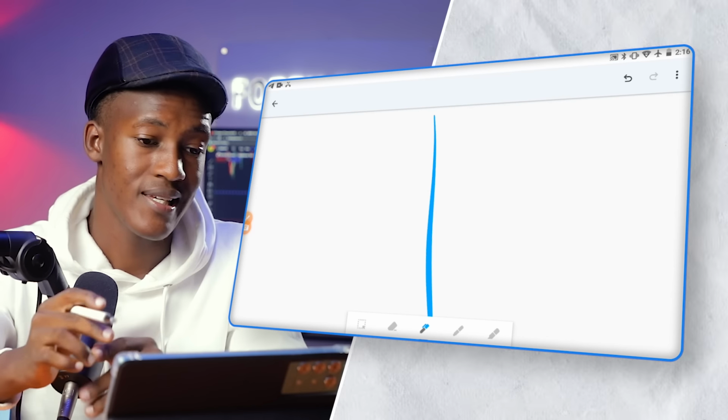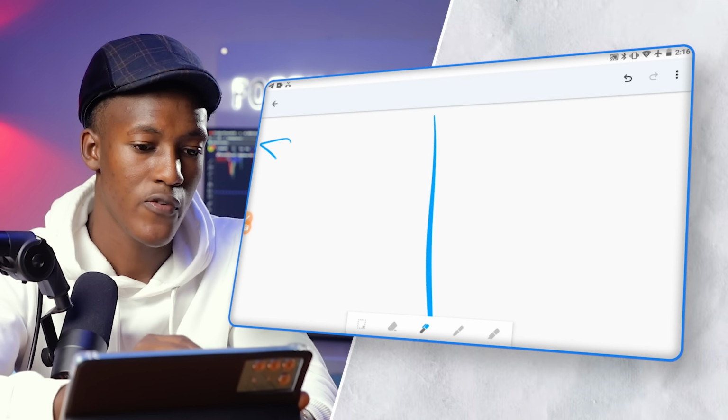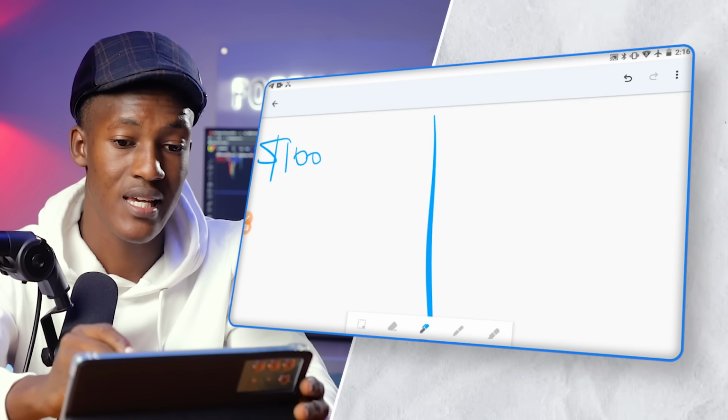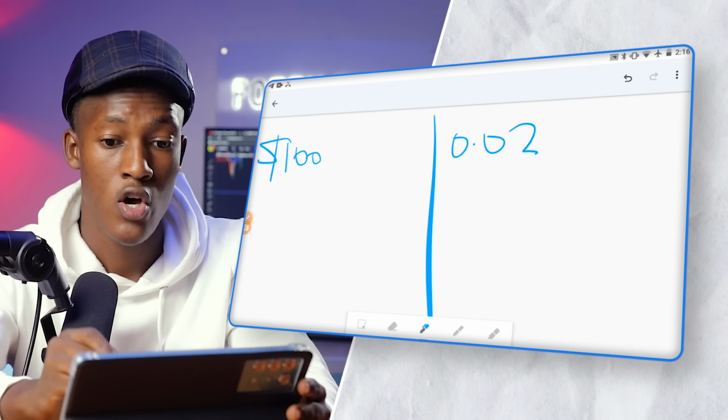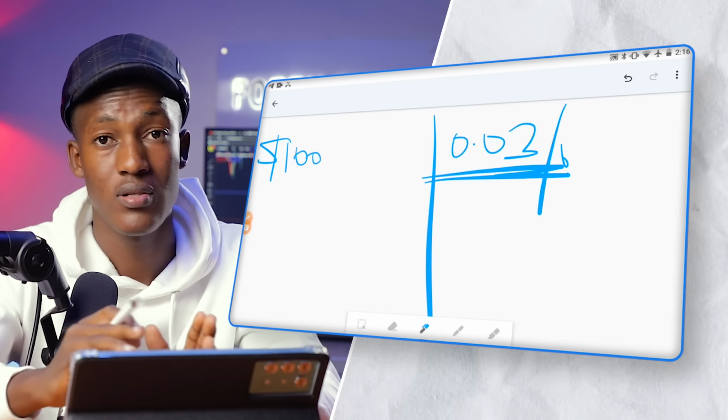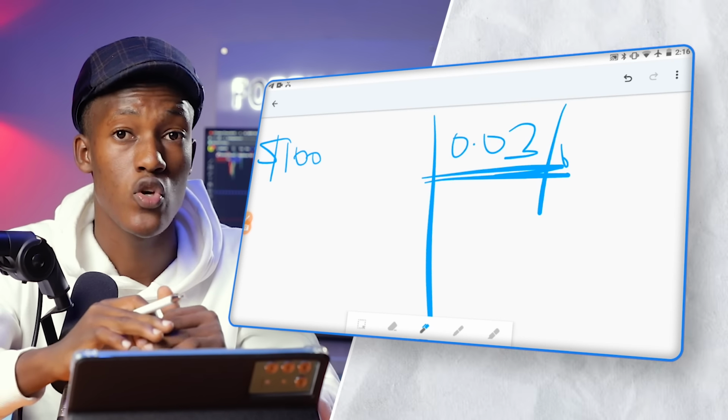So here's a more realistic example. Let's say we are trading off with $100. The maximum lot size that we should use here can be 0.03. Don't exceed 0.03, 0.04, 0.05. That's risky and it means you're exposing your account.